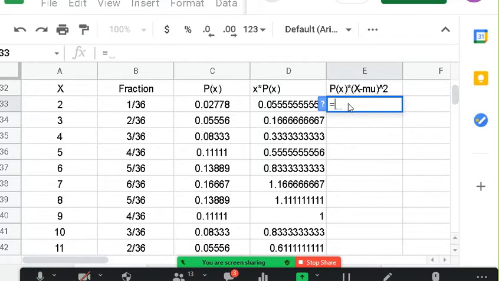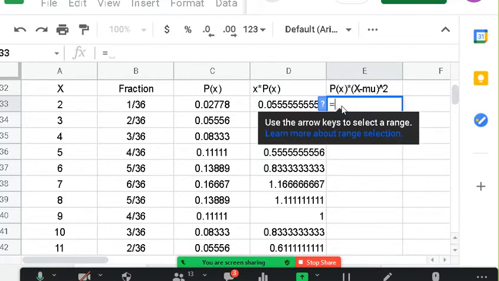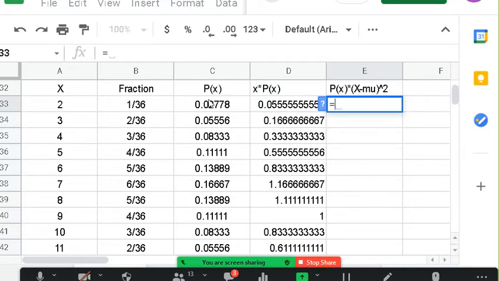Equals. Well, where's P of x? Where should I click to get P of x? What column? C. Times. You need to hit that times key. And then in parentheses, x. Well, where's x? Yep, that's in column A. So I'll click there, and there's an A33 minus the mu.